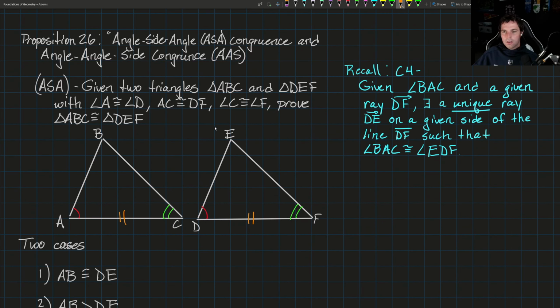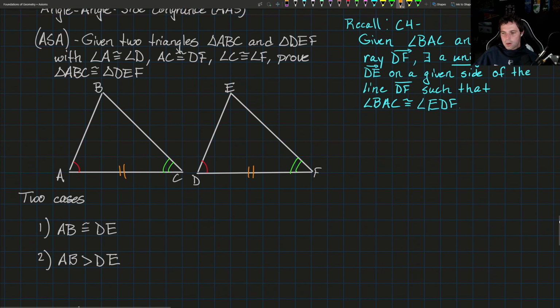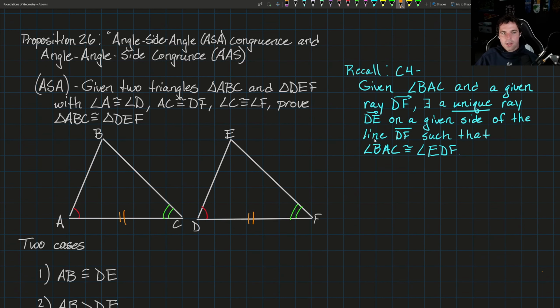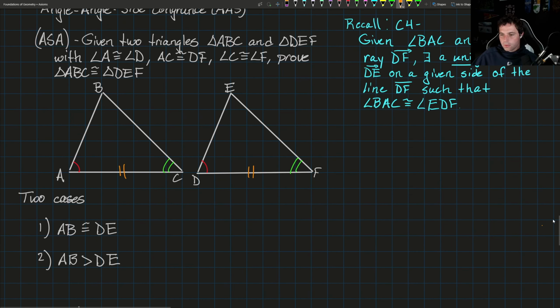Okay, the second proposition I want to prove is proposition 26, and there are two parts to this. Proposition 26 says angle side angle congruence and angle angle side congruence. There's ASA and then there's AAS. To start, ASA: given two triangles, triangle ABC and triangle DEF as pictured, with angle A congruent to angle D, AC congruent to DF, and angle C congruent to angle F, we want to prove that these two triangles are congruent.